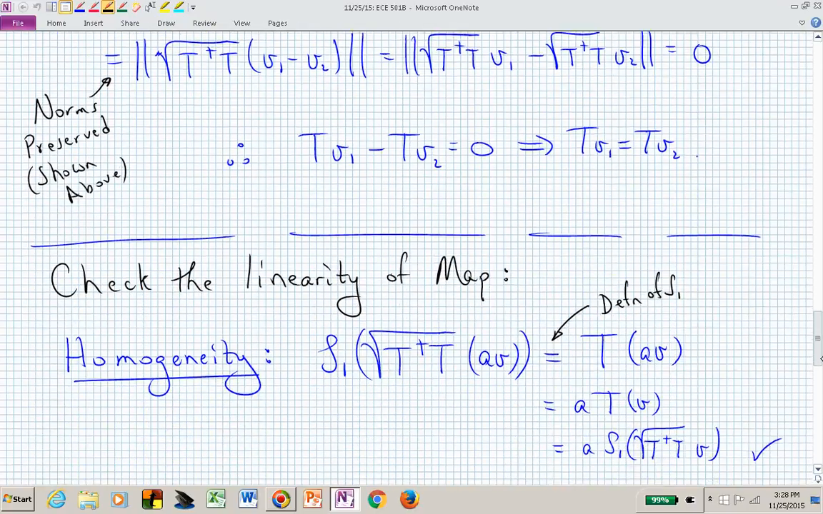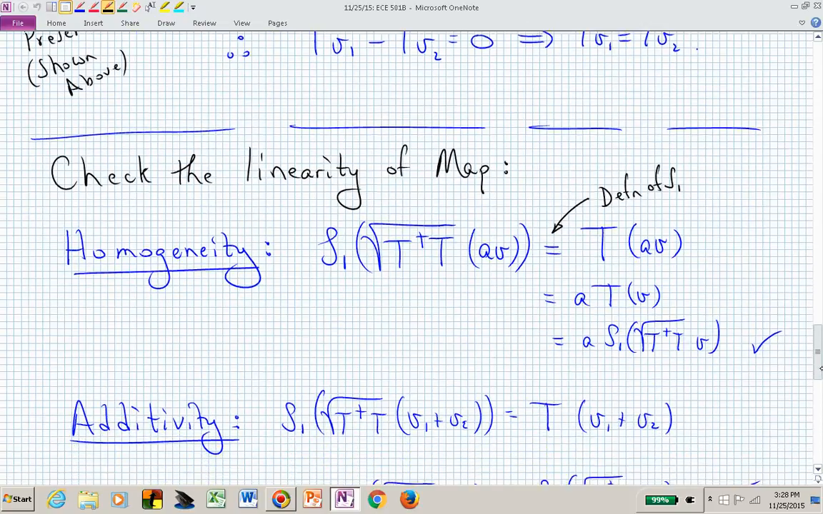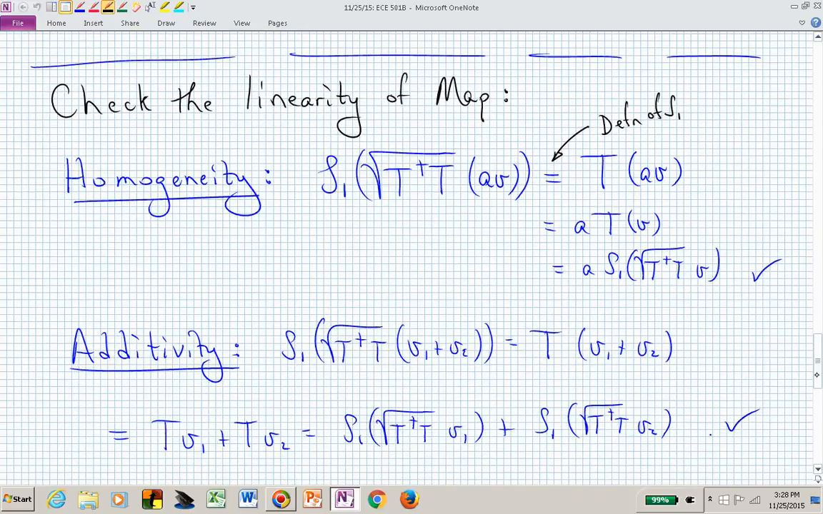and that then says that that particular map is unique. Then at the very end of our last meeting, I said we need to check the linearity of the map, and linearity, as we now know from this course, consists of two pieces, homogeneity and additivity. Here I'm just writing those down, showing that indeed we are preserving the linearity of the map.